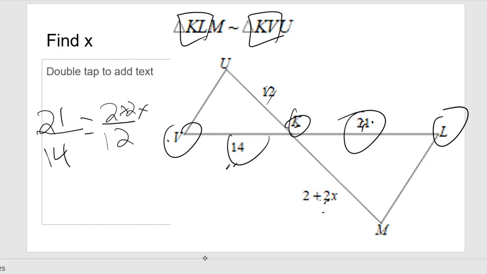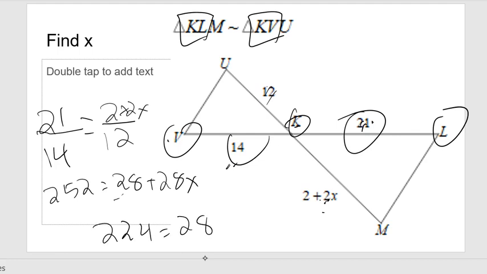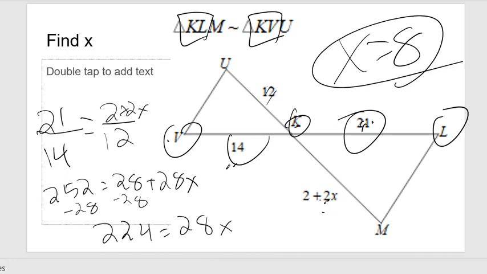So 21 times 12 is 252. And this is going to be 28 plus 28x. 252 minus 28 is going to be 224 equals 28x, because I subtract 28. And then divide by 28. X equals 8. There we go. And that's the last of them.